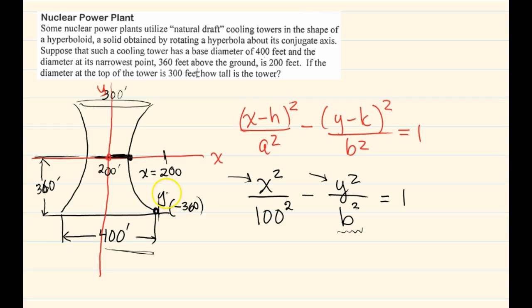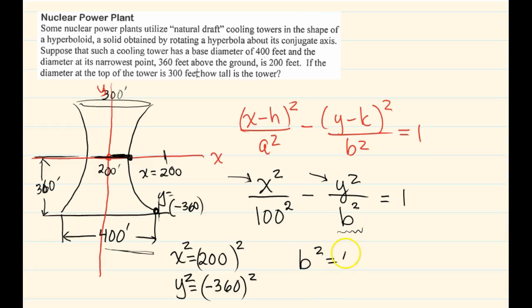So we're going to plug in x is equal to 200 and y is equal to negative 360 feet. Don't forget you're going to square them so that you can plug them into your equation. Once you do that, you're going to find that b squared is equal to 43,200, which means our equation is x squared over 100 squared minus y squared over 43,200, because that's b squared.